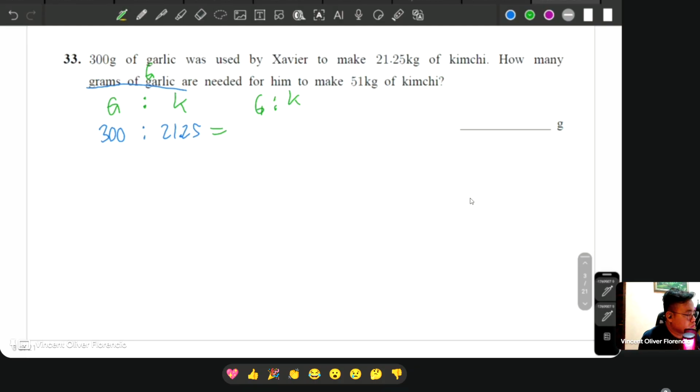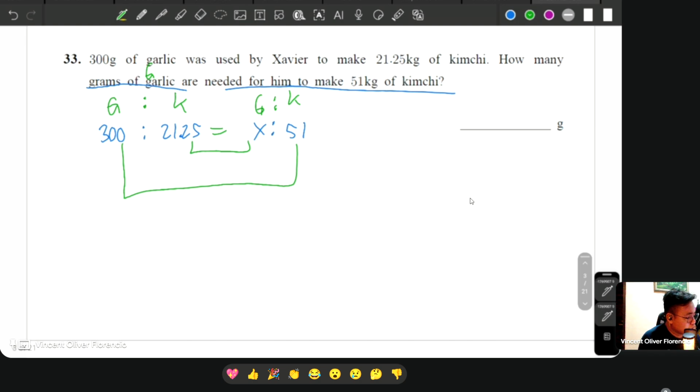If you can follow. Now, is the K given? That should be given. The K here is 51. The G, again, is the one we are looking for, because it's not in the given. Actually, that's the one being asked. How many grams of garlic? Now, again, just apply the one we learned a while ago. Product of means and extremes.